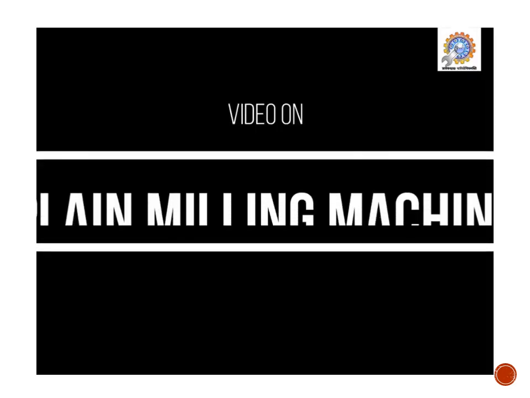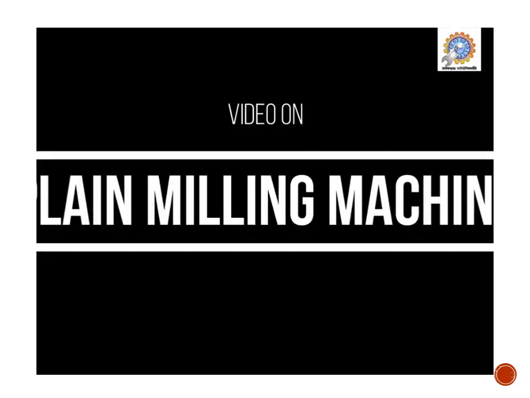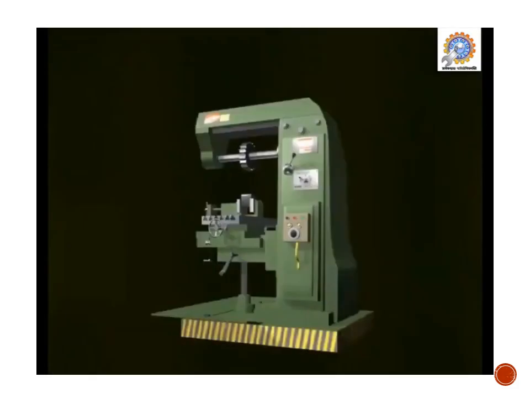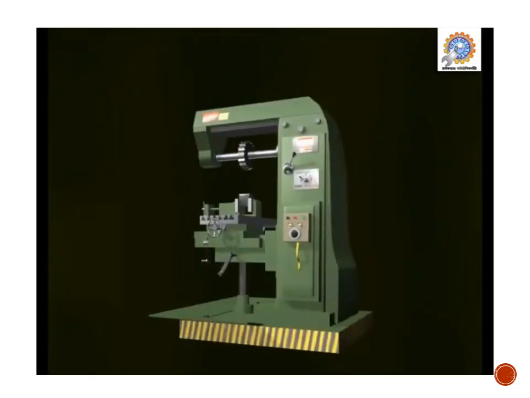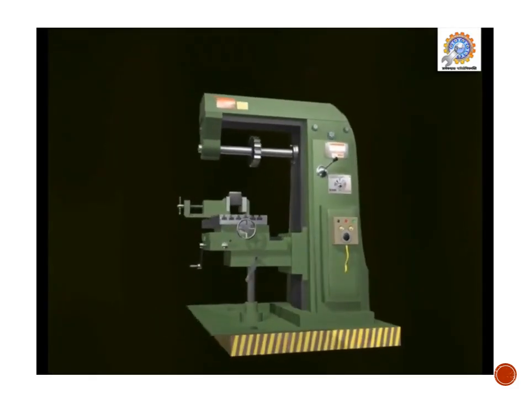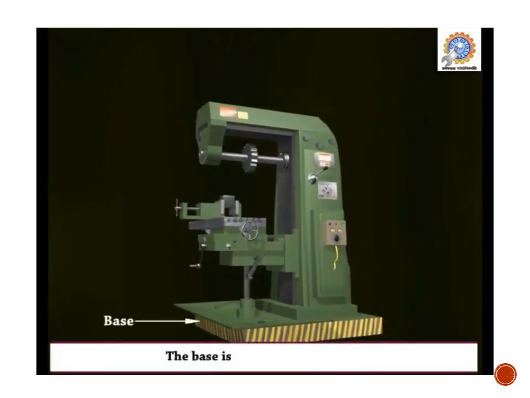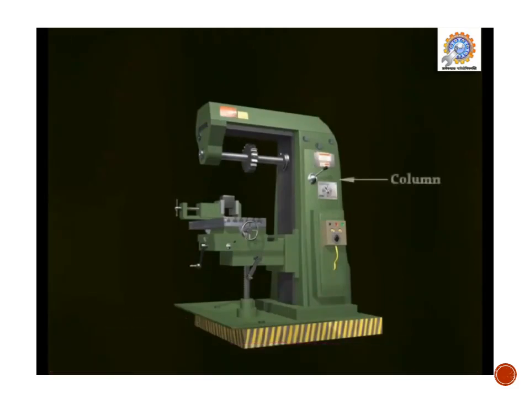Now let us glance over the plain milling working principle, how it is going to work, the construction details of a plain milling machine. It is as shown in the animation. You can see the arbor. To the arbor, the cutter is fixed. The base is made up of cast iron. It acts as the foundation of the whole machine.